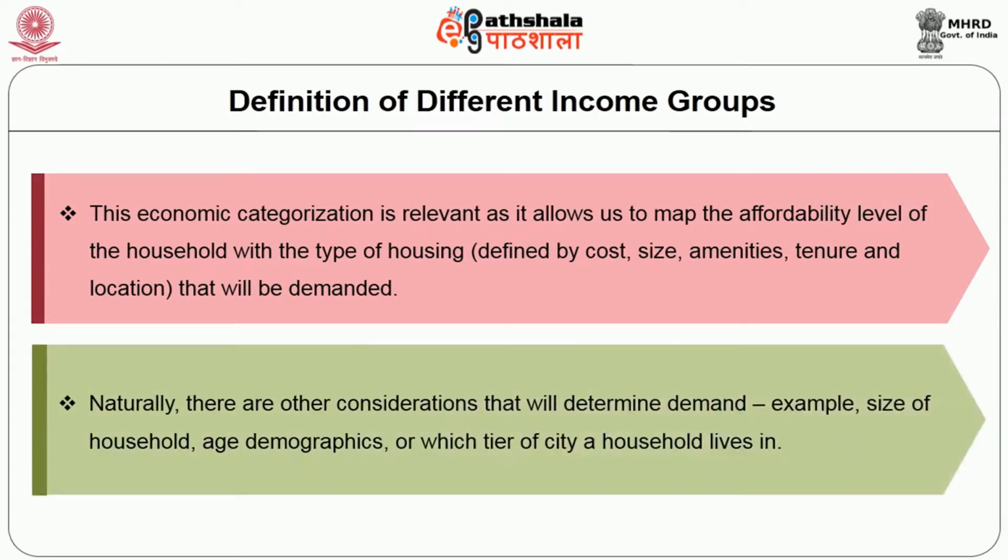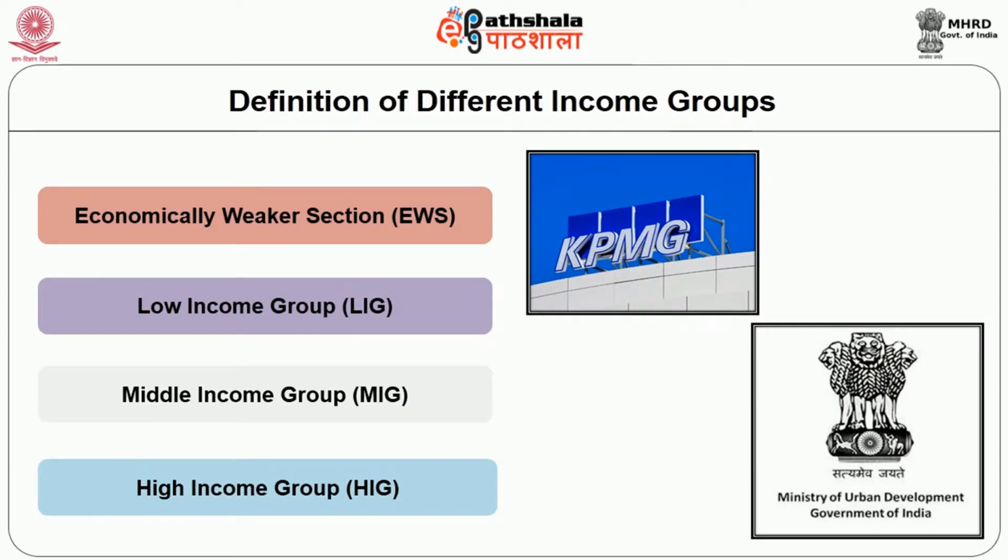Naturally, there are other considerations that will determine demand, that is size of the household, age, demographic, or which tier of the city households live in. The classification of different income groups, namely economically weaker section, low income group, middle income group, and high income group, are defined by KPMG, a professional service company, and the Ministry of Housing and Urban Poverty Alleviation.